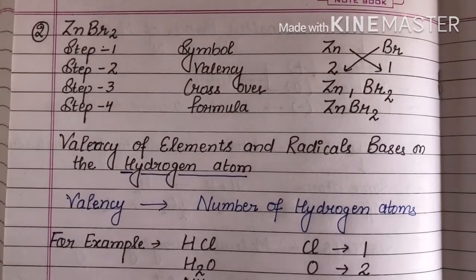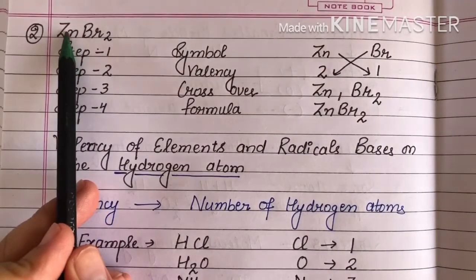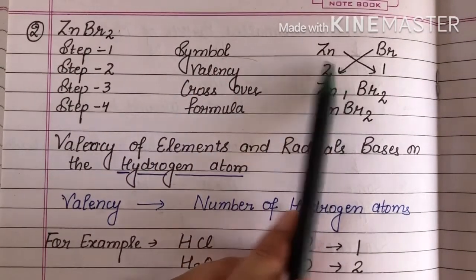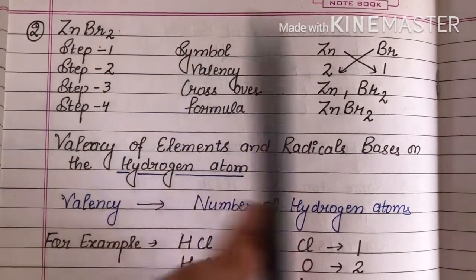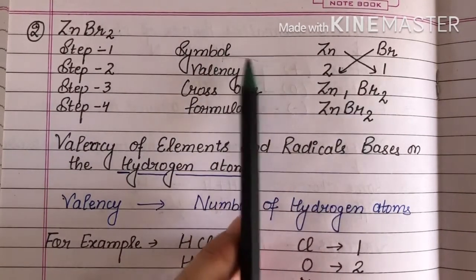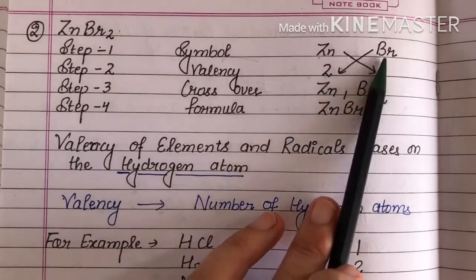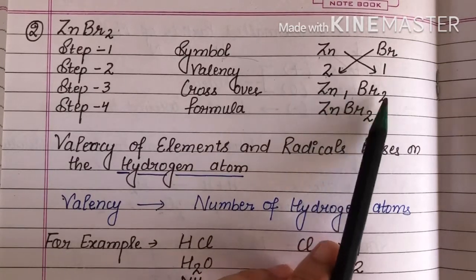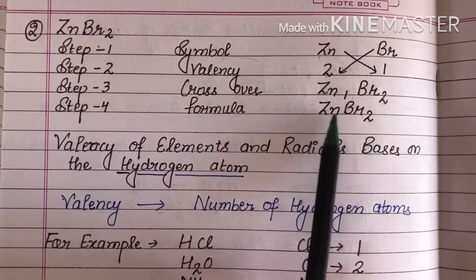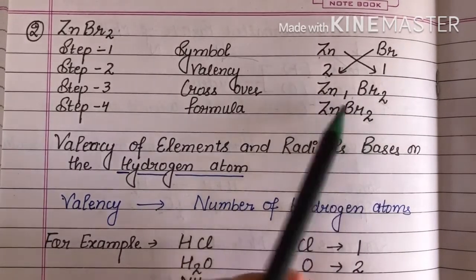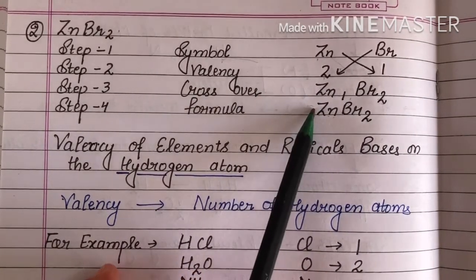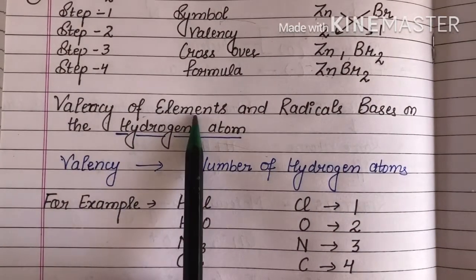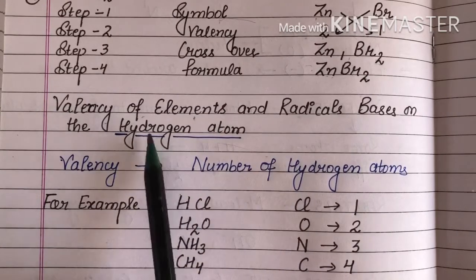So let's see another example, that is zinc bromide. In this case, the symbol for zinc is Zn and the symbol for bromine is Br. Valency of zinc is 2 and bromine is 1. When we cross them over, zinc contains 1 and bromine contains 2. So its formula is ZnBr2. So valency is helpful to derive the chemical formula. Then we will see the valency of elements and radicals based on the hydrogen atom.